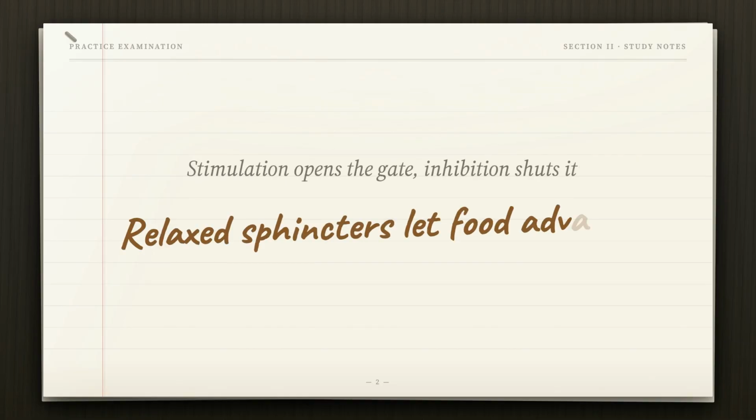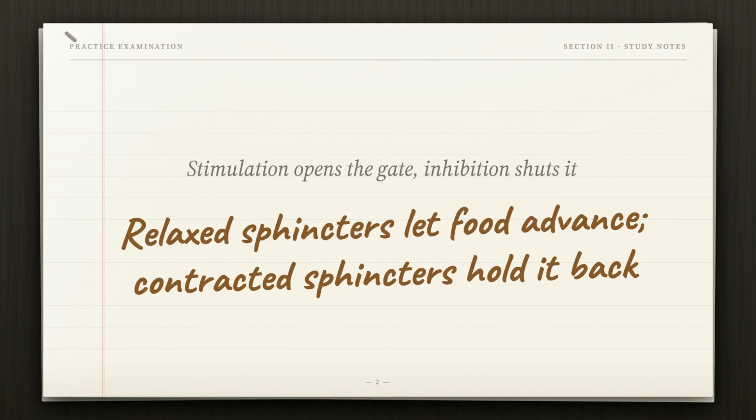The counterintuitive detail is sphincter direction. Stimulating digestion means relaxing sphincters so material can advance, while inhibiting digestion means contracting them to hold material in place. The vagus nerve drives much of this directly, priming gastric secretion, promoting emptying, and stimulating the pancreas, which is why vagotomy sharply reduces acid output and delays emptying.